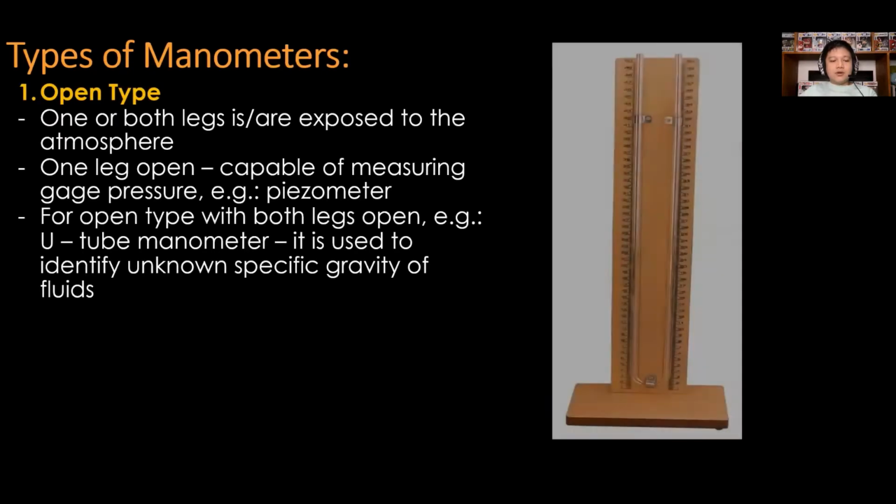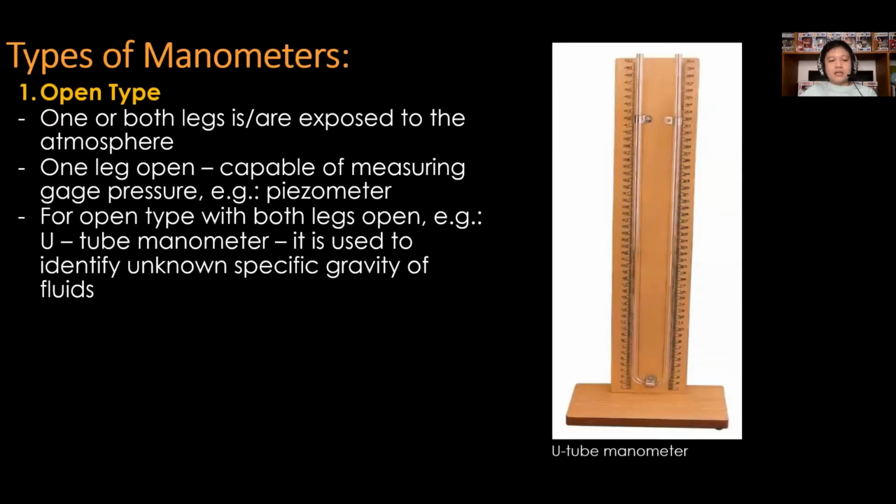For major types of manometers, first is the open type. So for the open type, one or both legs is or are exposed to the atmosphere. So if one leg is open, it is capable of measuring gauge pressure, for example, a piezometer. For open type with both legs open, for example, U-tube manometer, as shown in the figure, it is used to identify a known specific gravity of fluids.